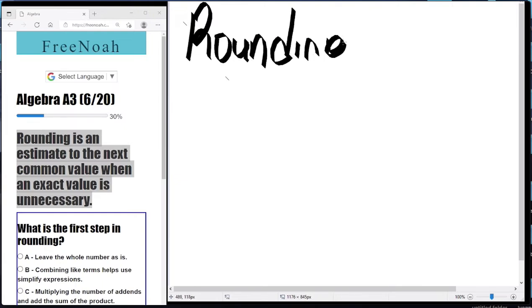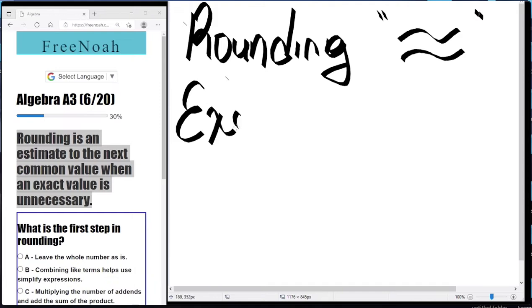So let's go here. We're going to say rounding. The notation for rounding is two squiggly lines. They look like an equal sign, but instead they have curves to them. Let's give you an example here.